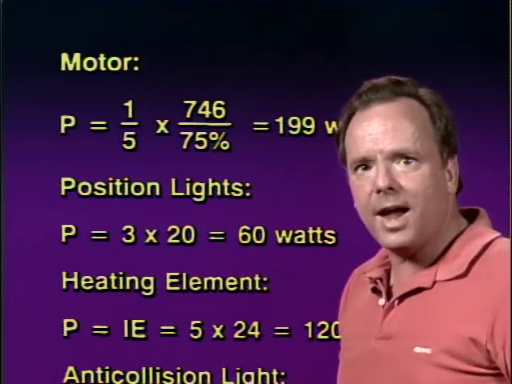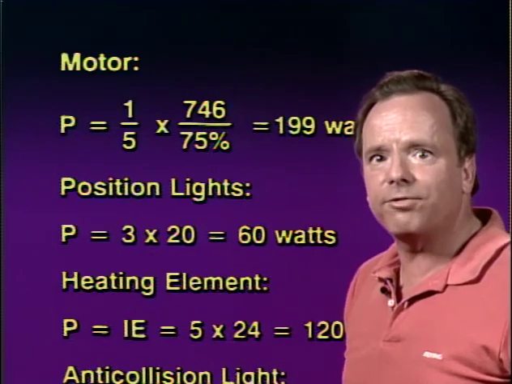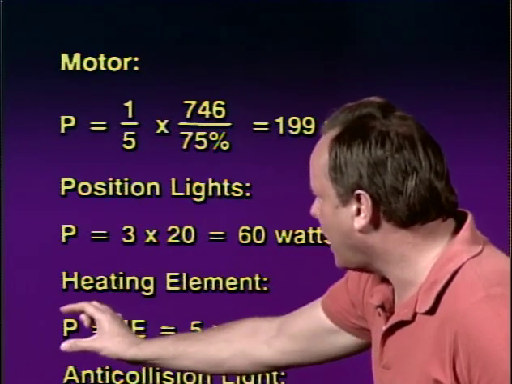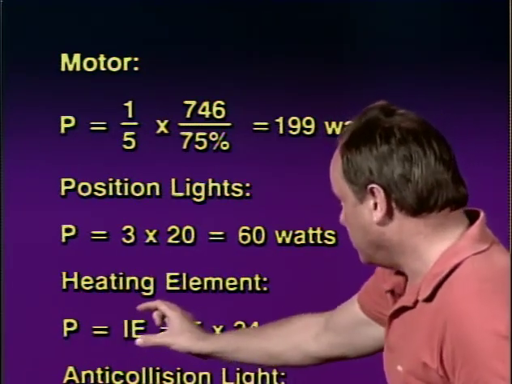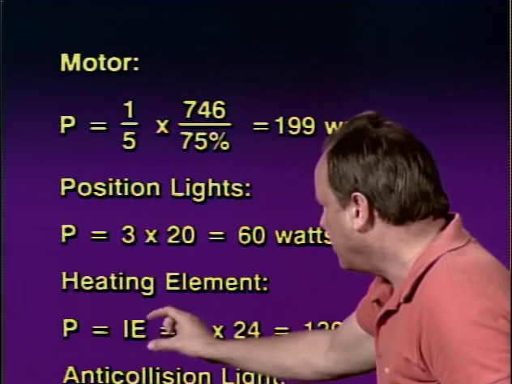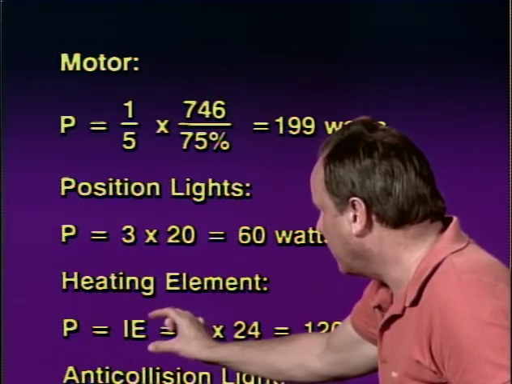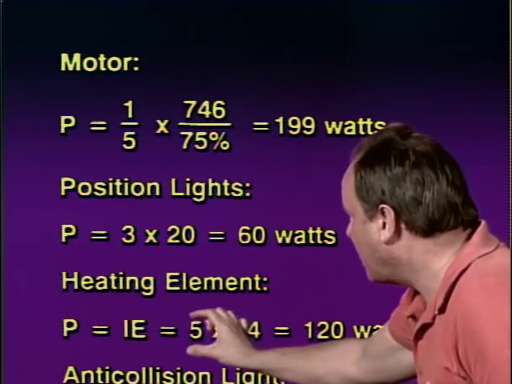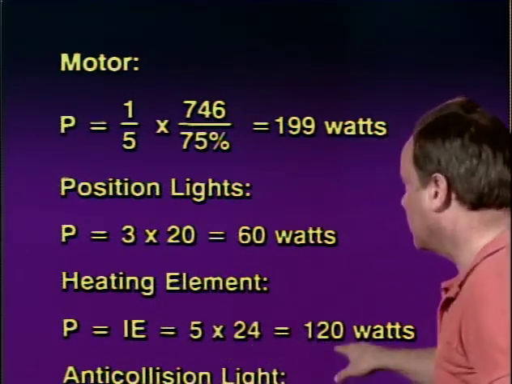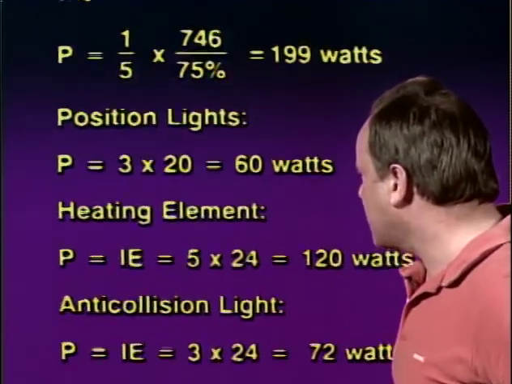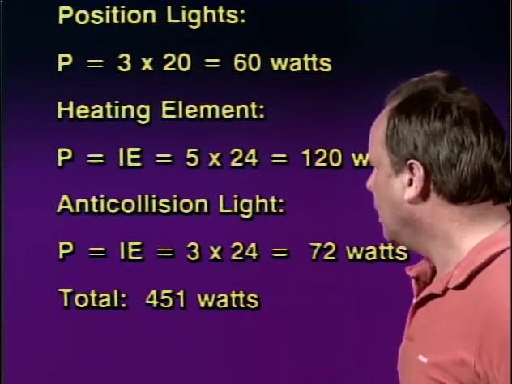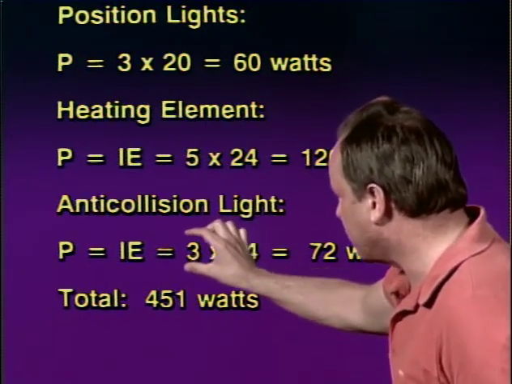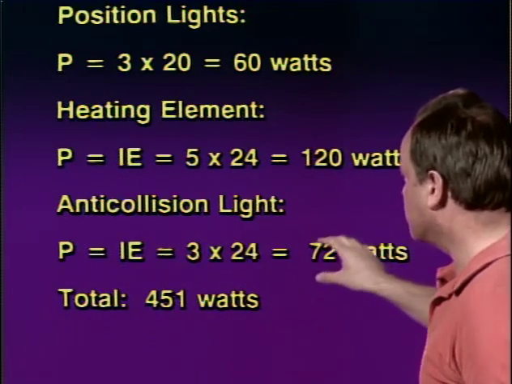And they also told us we had a heating element, but they said the heating element was 5 amps, not watts. And so we need to convert that into watts, which is power. So what you do is use this formula for power, and you take the current times the voltage, or the electromotive force, and that gives you the power in watts. So it was 5 amps times the 24 volts gives us 120 watts. All right, now let's take a look at the rest down there. The anti-collision light was 3 amps. And a 24-volt system, so we can do the same thing. 3 times 24 is 72 watts.